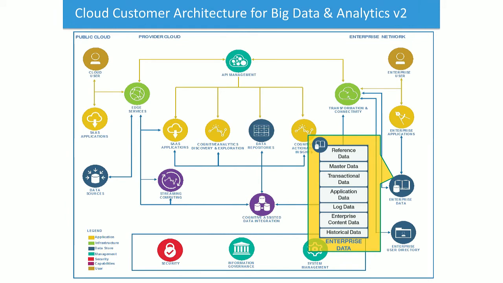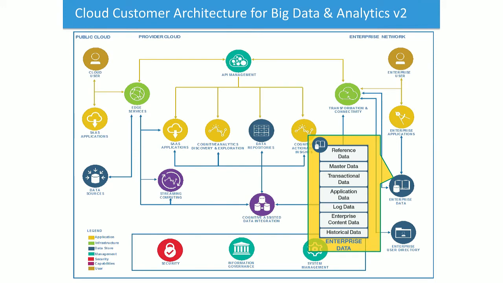Okay, next. So this is the enterprise data. Again, it was included in version 1, so I won't really explain in a lot more detail. But if you look at it, it encompasses the data that are traditional to business operations and supporting the business transactions for any of the enterprises. So here you have the reference data, master data, transactional data, application data, log data, and then you have the enterprise content data, email, right?